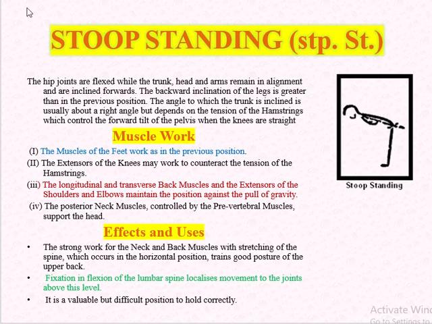Effect and uses. Strong work for the back and neck muscles with the stretching of the spine which occurs in the horizontal position trains good posture of the upper back. Fixation in flexion of the lumbar spine localizes movement to the joints above this level. It is therefore a valuable but difficult position to hold correctly.